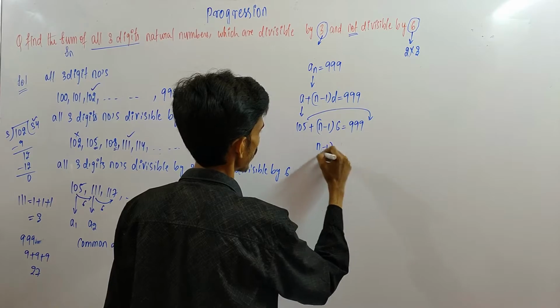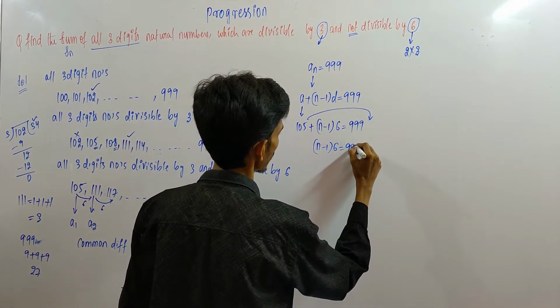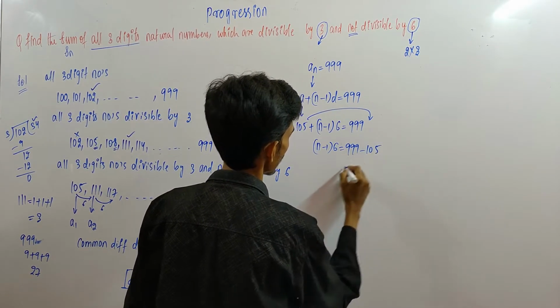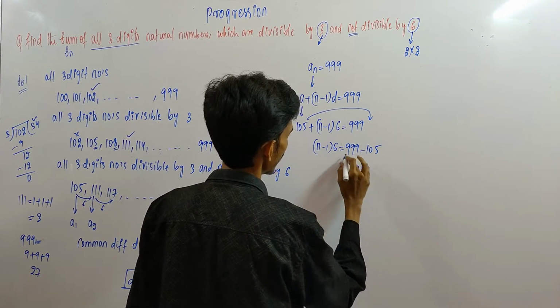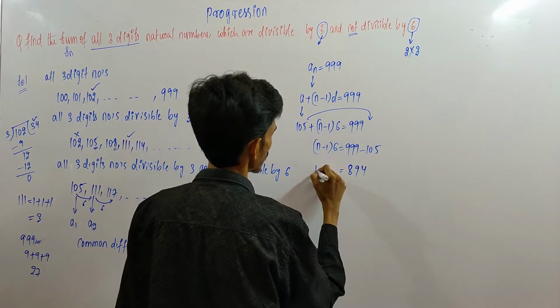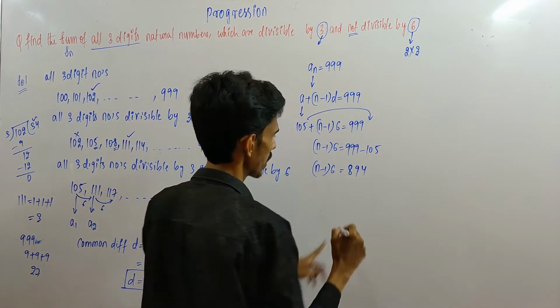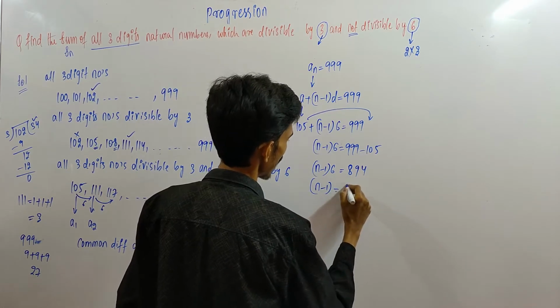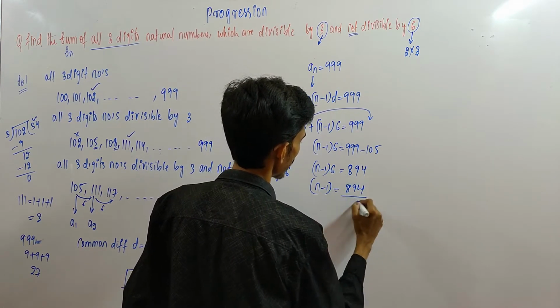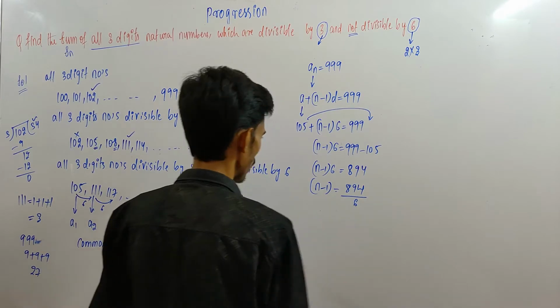We have N minus 1 into 6 is equal to 999 minus 105. 9 minus 5 we have 4. 9 minus 0 is 9. 9 minus 1 is 8. So N minus 1 into 6 is 894. Send this 6 here. We have 894 divided by 6. Now divide it.